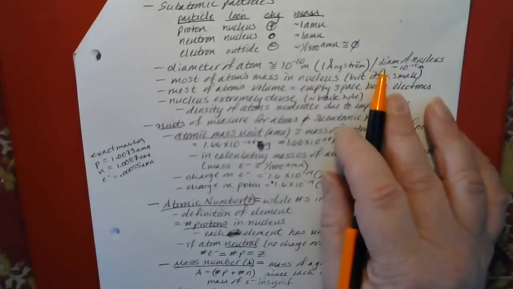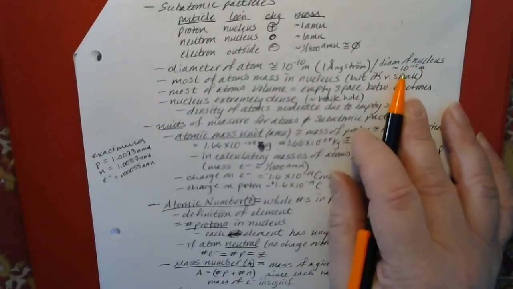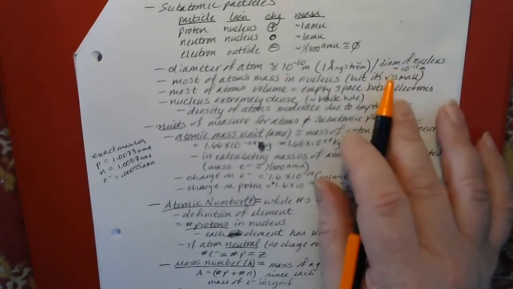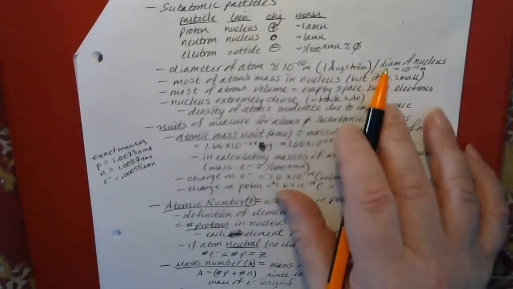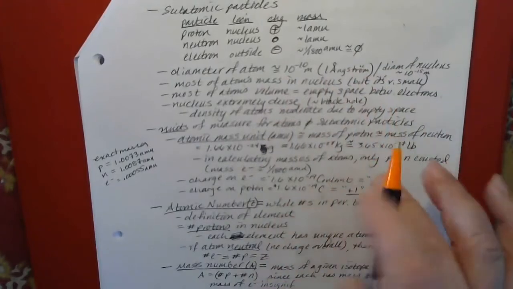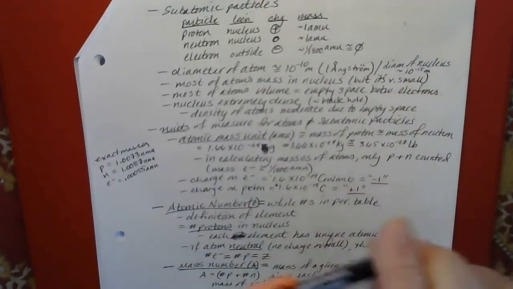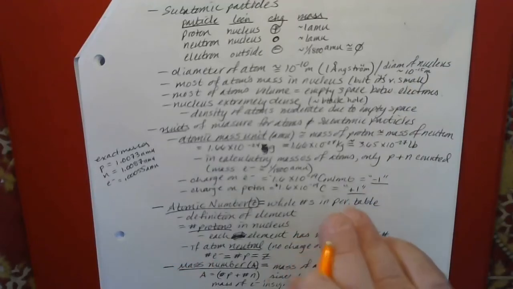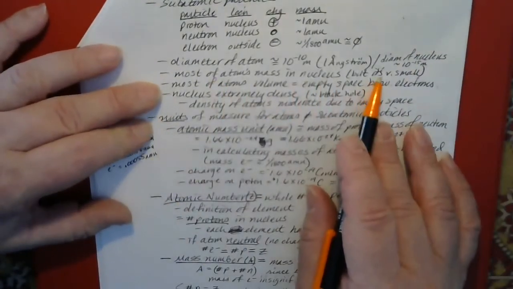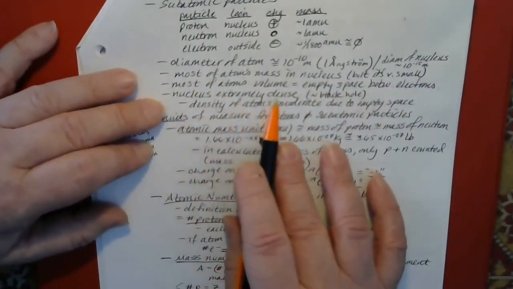And just for comparison, the diameter of the nucleus of a typical atom is only about 10 to the minus 15 meters. So in other words, the diameter of a typical atom is about 100,000 times greater than the diameter of the nucleus. That really tells you that most of that atom is empty space between the electrons. Most of the mass is in the nucleus, but it's very small. Empty space, yeah, we already said that.